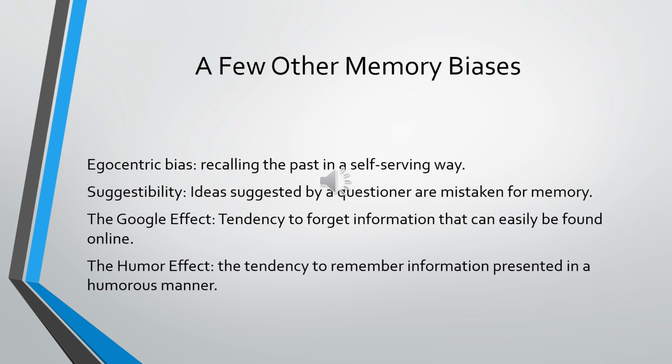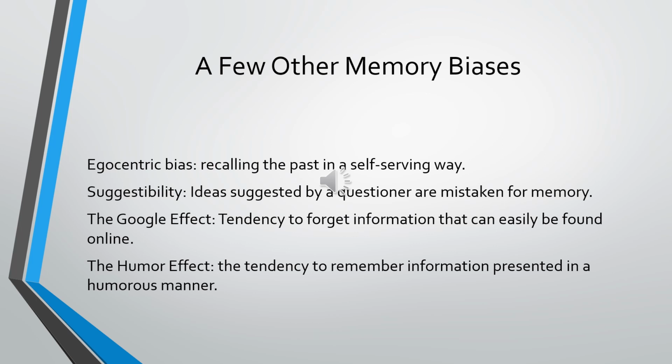So let's conclude our discussion of memory with just a look at a few biases. There are many, many more that you can find, but here are just a couple. The egocentric bias is a tendency to recall the past in a self-serving way. This is not necessarily a conscious undertaking, but as we recall the past, we have a tendency to view our role in the past event in a more positive light than it may actually have occurred. We may remember that we acted more virtuously or more responsibly or in some way that makes us appear better.